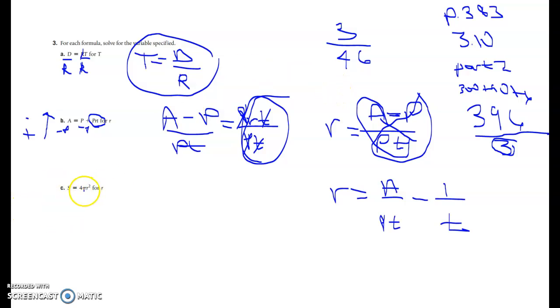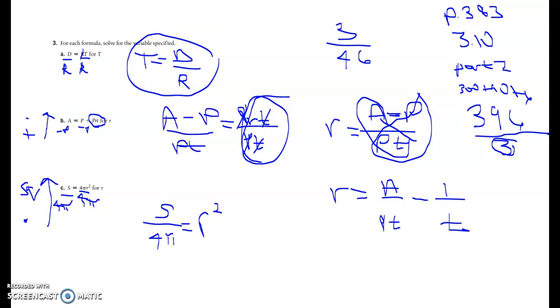All right, let's look down here. Order of operations, if I knew what r was, what would I do? I would square first, and I would multiply second. All right, but I'm going backwards, so that means I'm going to divide first. So I want to keep the r, so I'm going to divide both sides by 4 pi. So I get what? S over 4 pi equals what? R squared. Okay, and then to get rid of squaring, I need to square root.